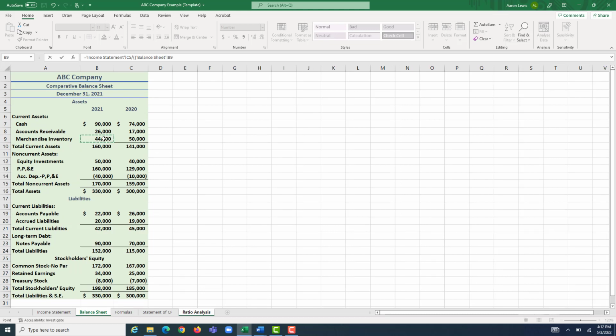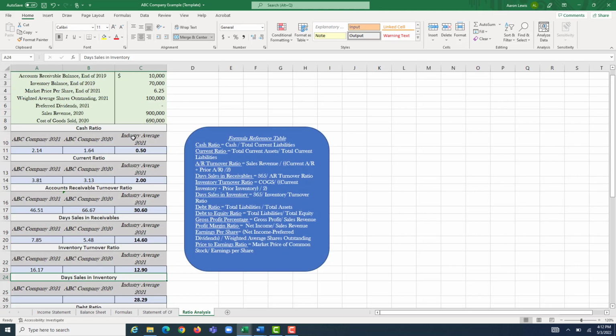So we take the current year's inventory, add to it the prior year's inventory, close the first set of parentheses, divide by 2, close the second set of parentheses, and hit enter. And when I do, I come up with 16.17.